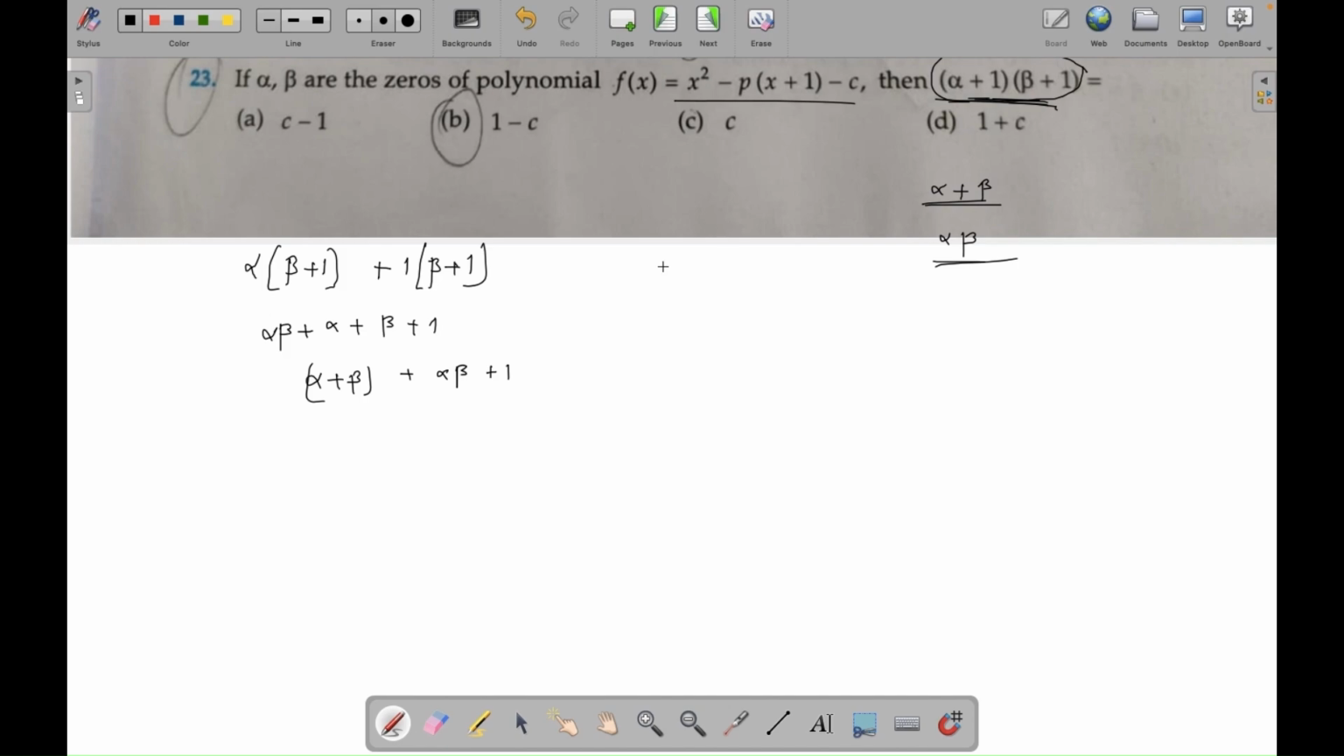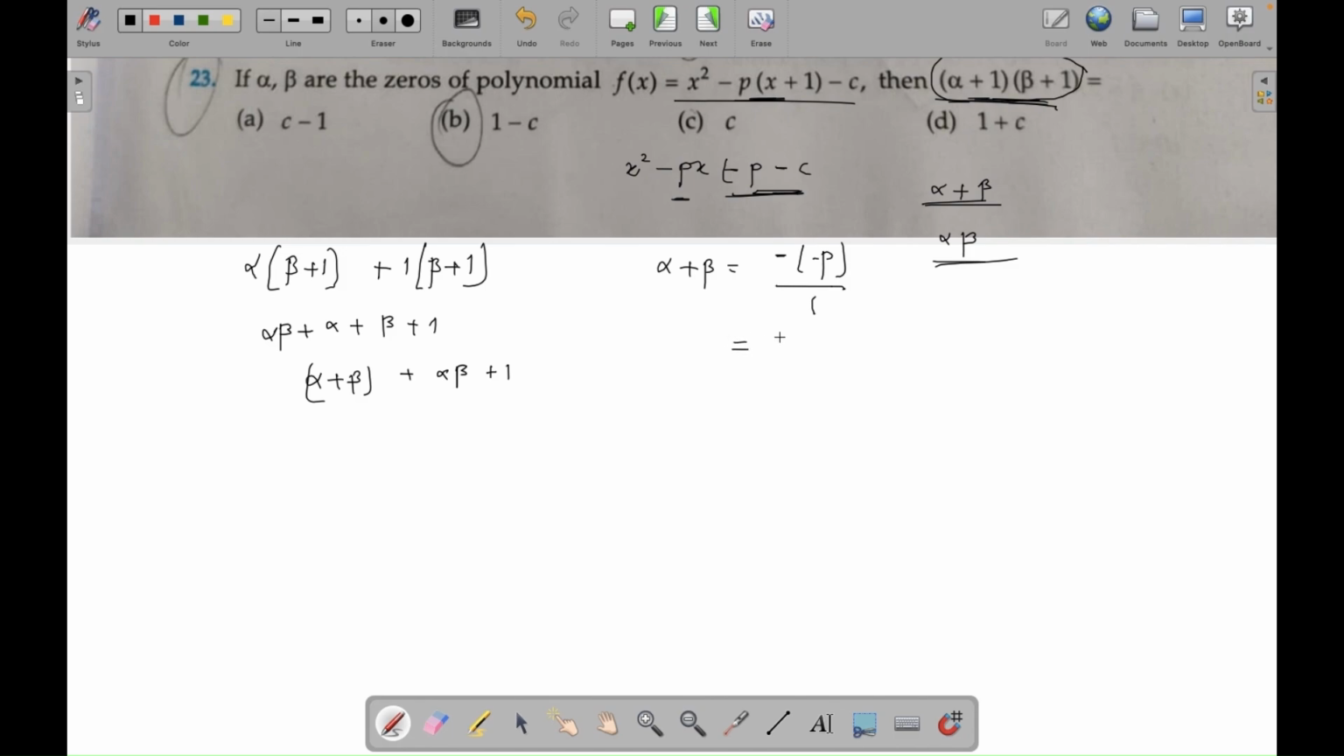Alpha plus beta, we know, is minus b upon a. But here we have to find that minus b upon a, and this is not minus b. b is the coefficient of x, but this is the coefficient of x plus 1. So we have to first simplify this: x square minus px minus p minus c. So this is the constant term and this is your b. So you can write alpha plus beta is minus b upon a, which is minus of minus p upon 1.